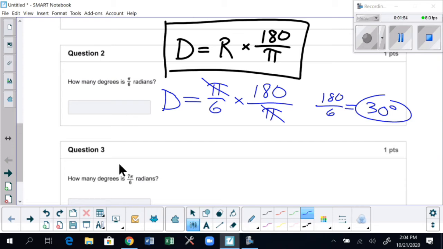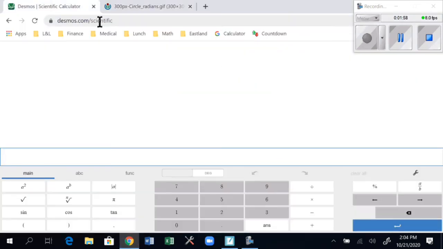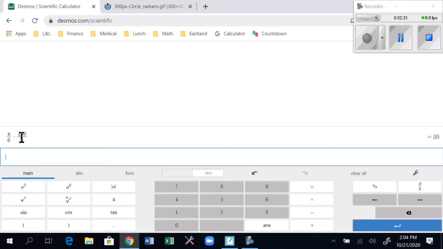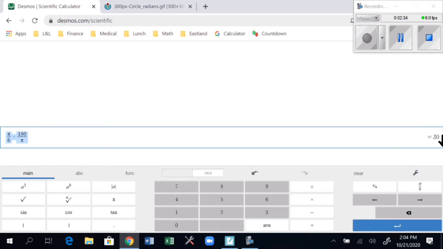Let me show you, Desmos actually has a scientific calculator that I think is really interesting. So if you go to desmos.com/scientific, Desmos will give you a scientific calculator that does fractions. I want to actually see if it can handle this. Pi over 6 times 180 over pi. This calculator has a pi button. Pi over 6, and then let me move my cursor out to the side, times 180 over pi. And if I hit equals, yeah, Desmos can absolutely handle this as well. So if you just really don't like doing this by hand, the Desmos calculator has a really handy way of making that happen, and you get this answer of 30 degrees.